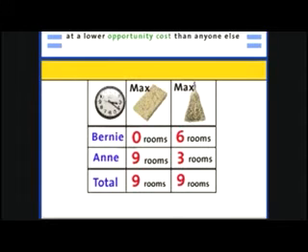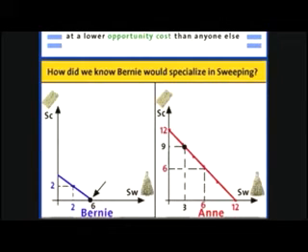Looking at this picture, how could we have known that Bernie was going to wind up specializing in sweeping services? Well, we would know because Bernie's production possibilities frontier is flatter than Ann's. His slope is minus 1/2, Ann's is minus 1. Because Bernie's production possibility curve has a flatter slope, we know that Bernie's opportunity cost is smaller for sweeping than Ann's is. Bernie has an opportunity cost of 1/2 room scrubbed. Ann has an opportunity cost of 1 whole room scrubbed. Therefore, Bernie will specialize in sweeping because he has a comparative advantage in sweeping. Ann will then specialize in scrubbing.